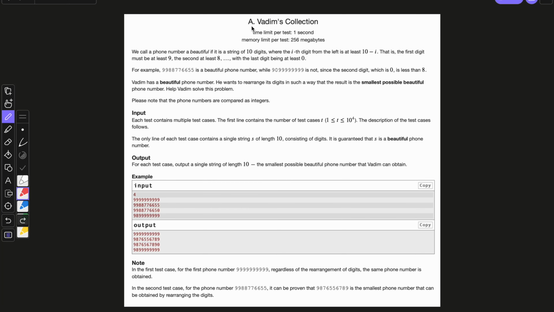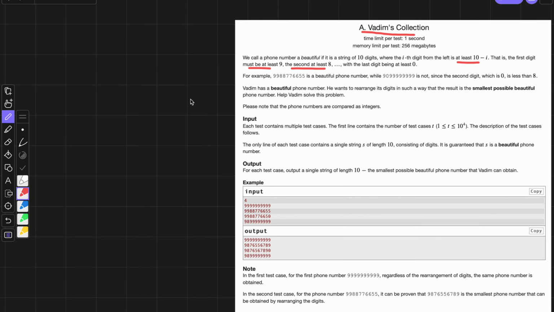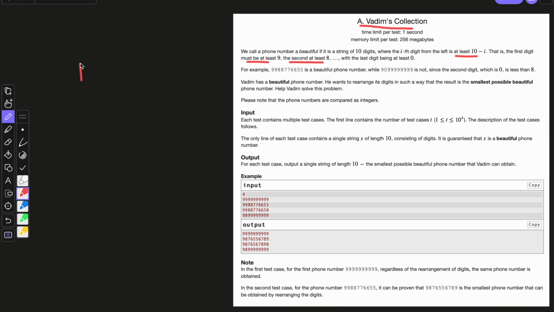So let's start with the question. In Vadim's collection, we call a phone number beautiful if it is a string of 10 digits, where the ith digit from the left is at least 10 minus i, that is, the first digit must be at least 9, the second at least 8. So what this line tells us is that we want a 10 digit number.